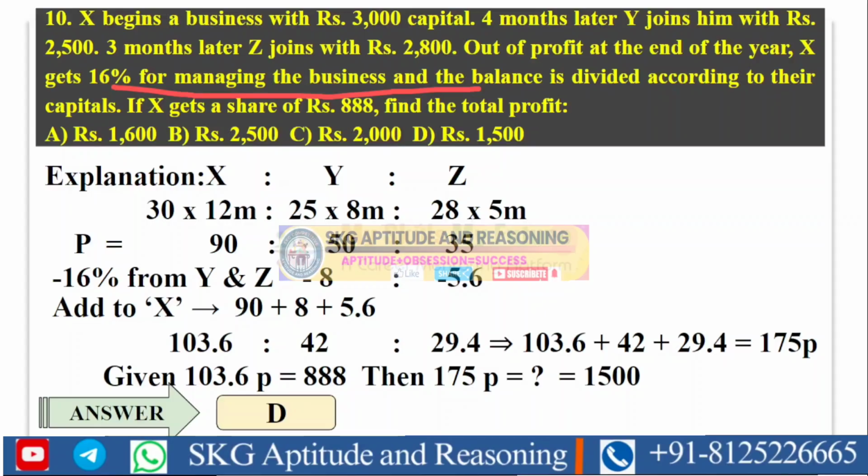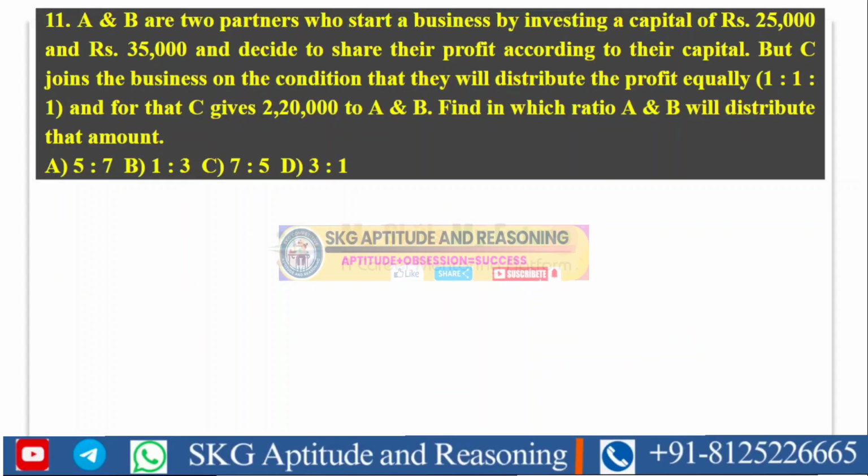Let us move to the next question. A and B are two partners who start a business by investing. A invested an amount of 25,000, and B invested an amount of 35,000. They decided to share the profit depending upon their capital ratio. But C joins the business.